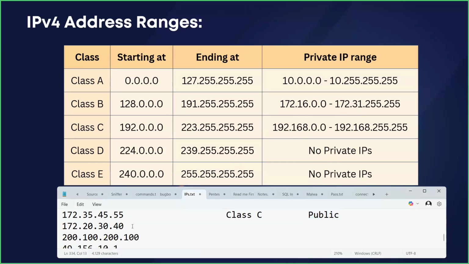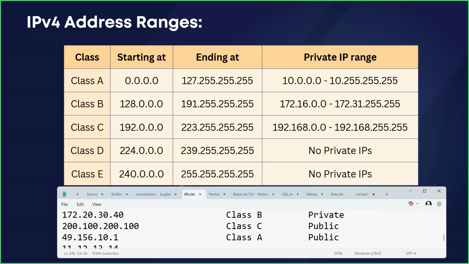Next one: 172, 20, 30, 40. This is class B. Correct. Private. Correct answer. Next one. Class C. Public. Correct answer. Next one. Class A. Public. Correct answer.